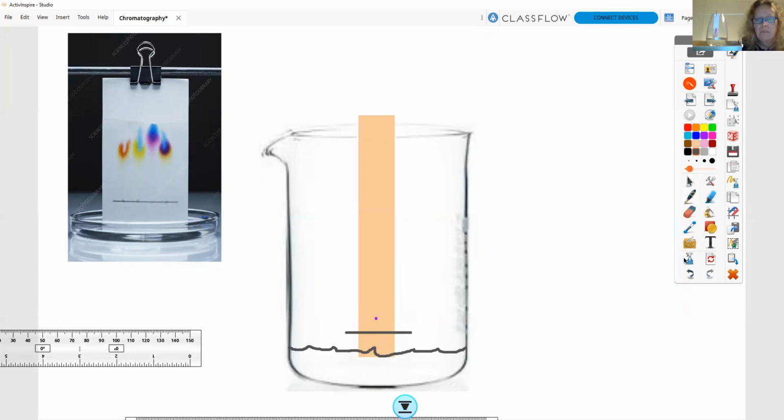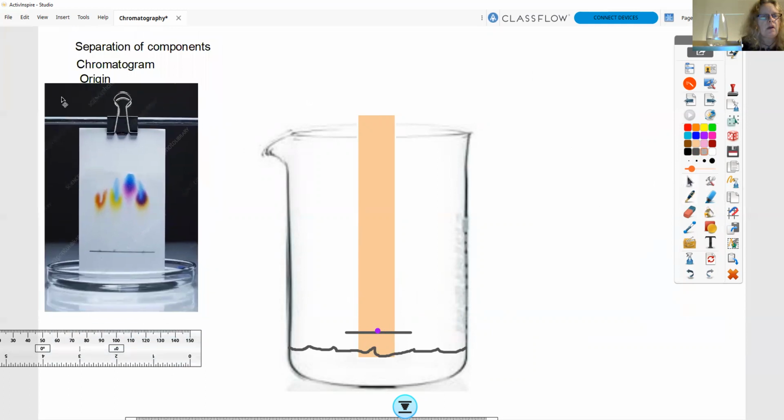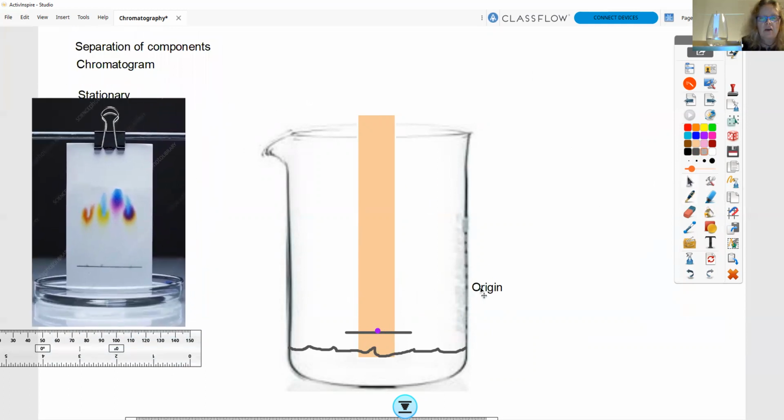I'm going to move that colour dot because it should be on the start line. And the start line is called the origin. I've got some vocabulary for this section. So this start line over here is called the origin, so we'll just do a little arrow there to the origin.